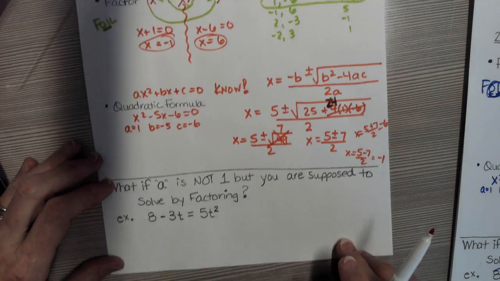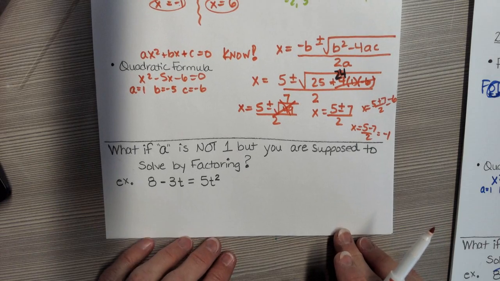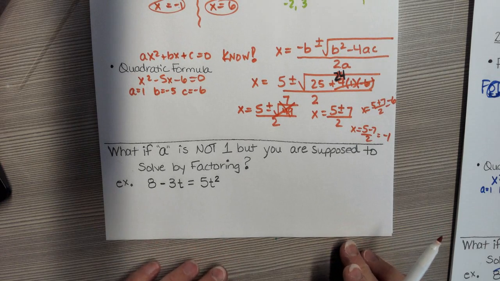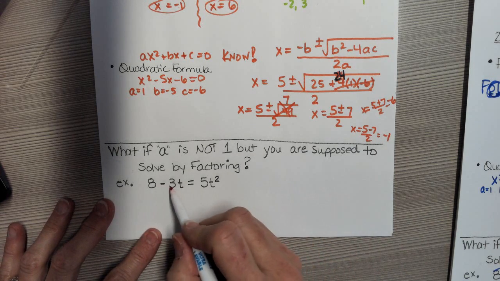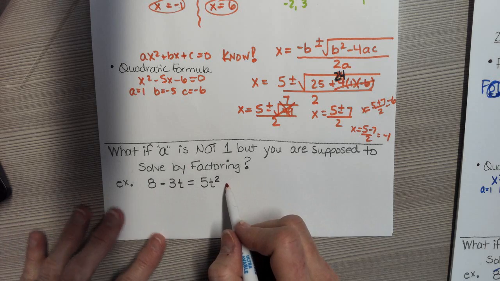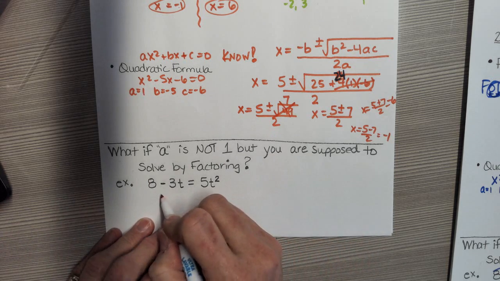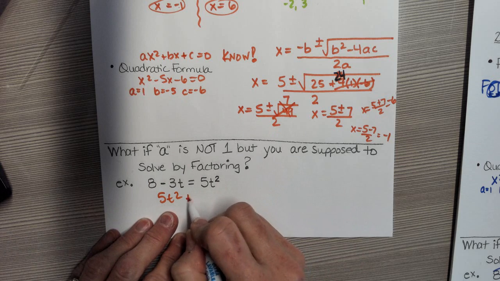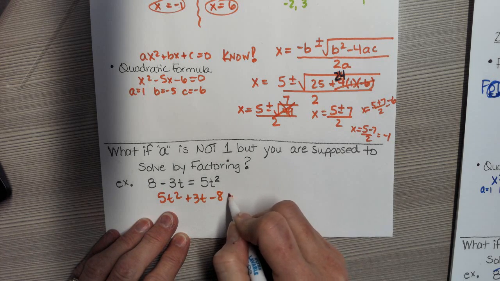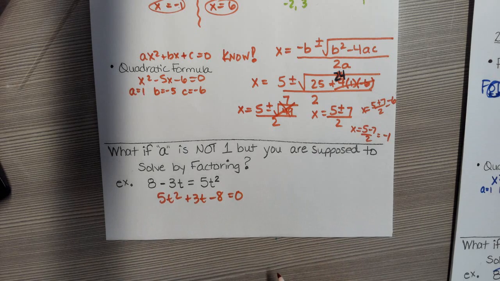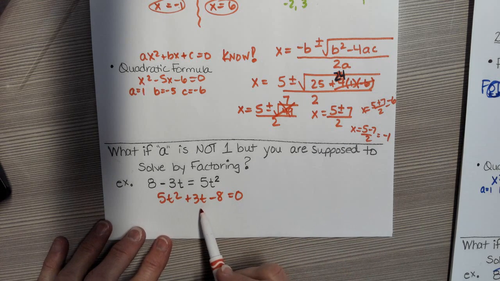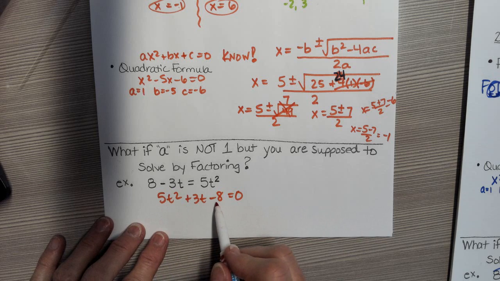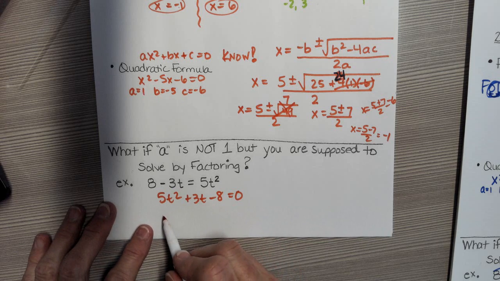Okay, last thing to take a look at is what if a is not 1 and you're still supposed to factor it? So first thing again, you need to get it into standard form. I'm going to rearrange this, move the 3t over, move the 8 over, and I'll get 5t squared plus 3t minus 8 equals 0. Okay, again remember, pause the tape if you need to take some time to write something out or if I'm going too fast for you. So next, again, this is our ax squared plus bx plus c, and we're going to try to factor it.